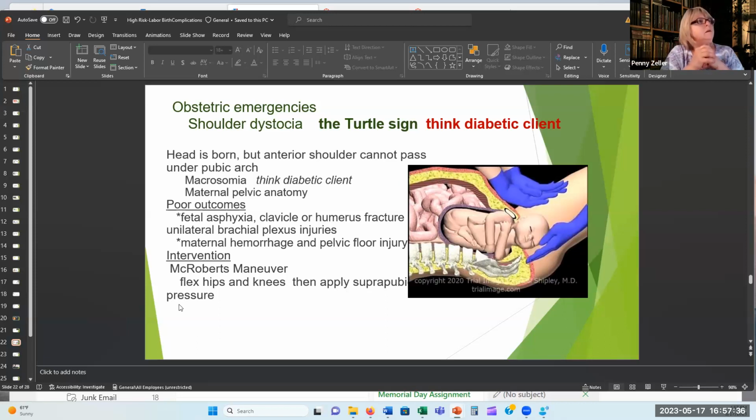And then also, if you notice, maybe not in this picture, the hand that's supporting the head, because you're pushing down, you're pulling up on the head a little bit, you could actually damage the brachial plexus, these nerves here.